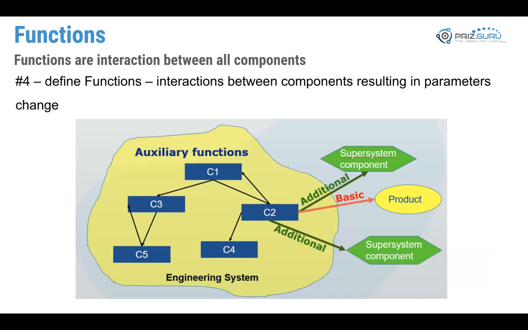Once we have all of the components and the super components and the product on the board, now we can start defining the functions. And functions are interactions between components, and that's the important piece, that result in parameter change of another component. So for example, if component Alex, sorry for interruption. Do we always have to change parameters? Maybe the function of the system is to keep them constant, for example. Do not change, prevent any changes. It also can be a function.